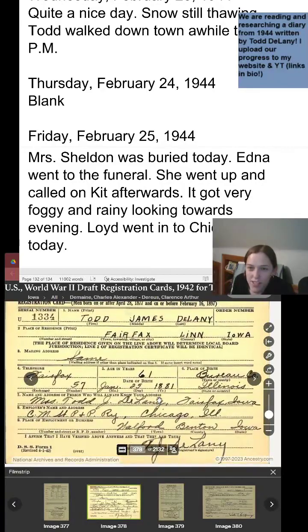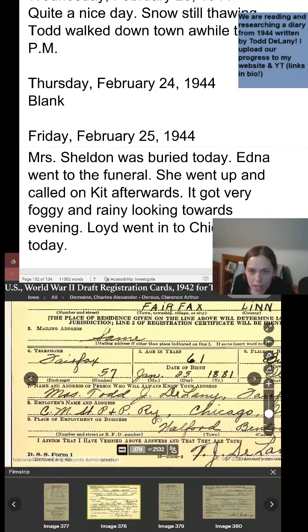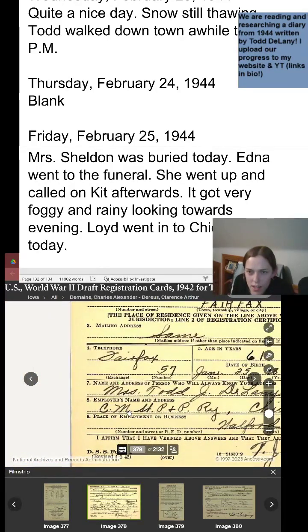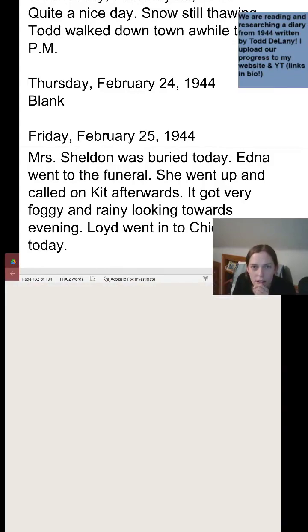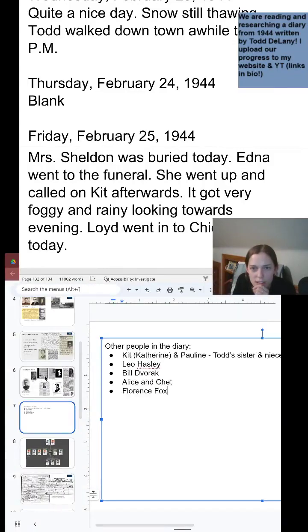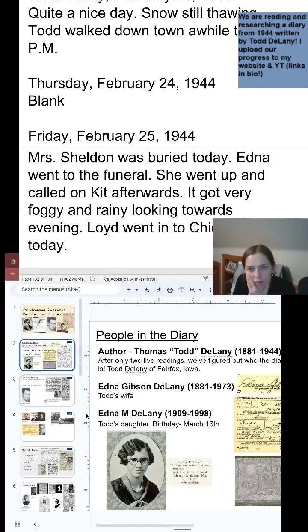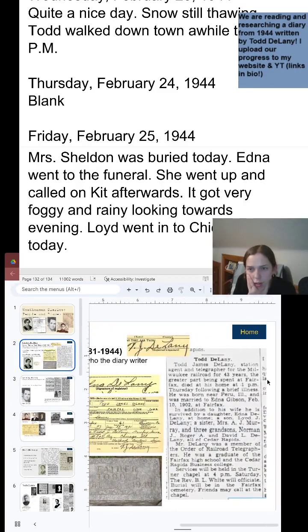Okay, does it say it on here? Oh, yep, here. I think it's like something Milwaukee Railroad. Actually, you know where we can find it? In his obituary. It said it. So he worked for the Milwaukee Railroad.